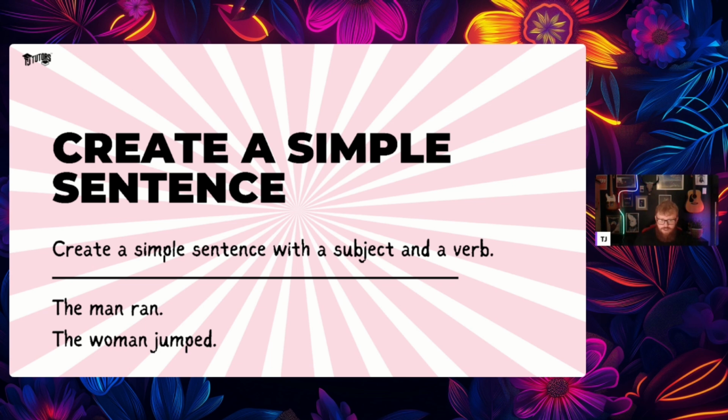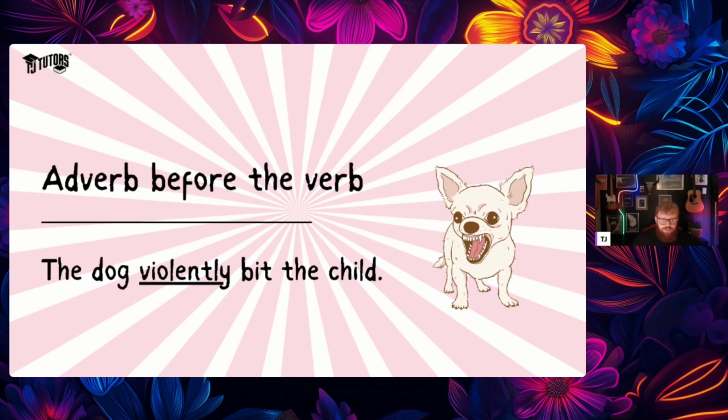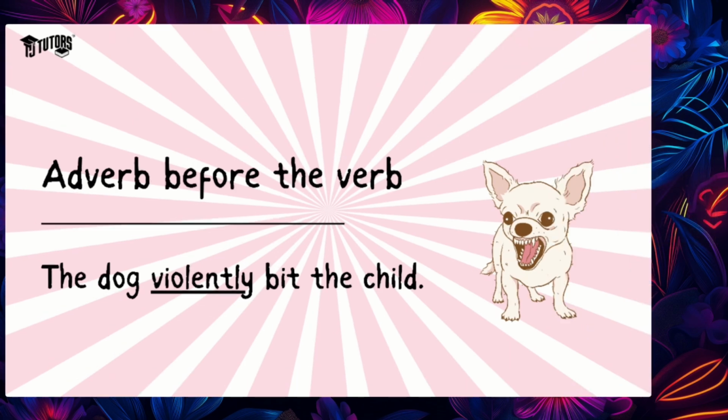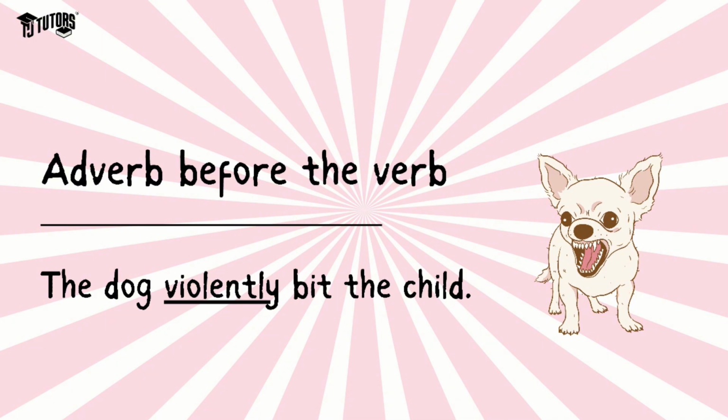Okay, hopefully you've got that. Now, what we're going to do is start to work on the following. We're going to start with an adverb before the verb. For my example here, I could say the dog violently bit the child. So just spend a minute now trying to create a sentence where you've got your original sentence and you're now going to add an adverb before that verb.